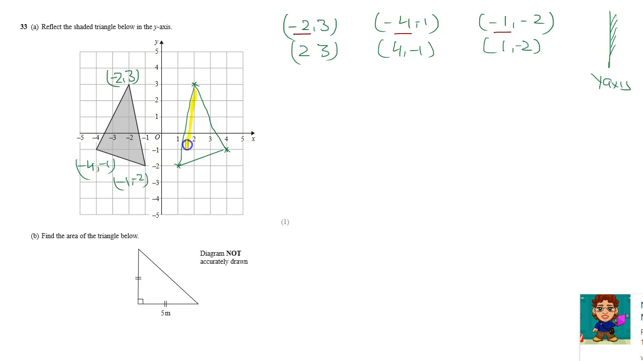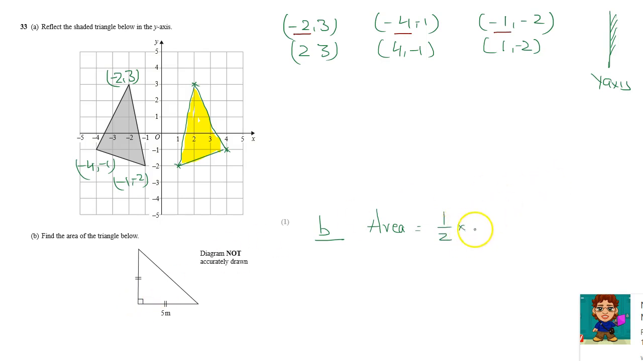Make sure you use the ruler to draw the straight lines. So this will be the reflection in the y-axis. Find the area of the triangle below. This is part B. The area of a triangle is half, and this is a right triangle.